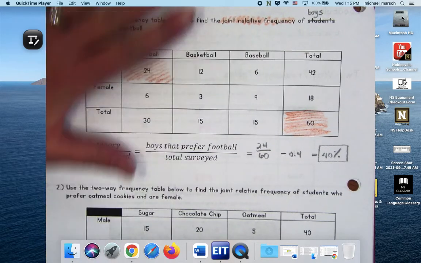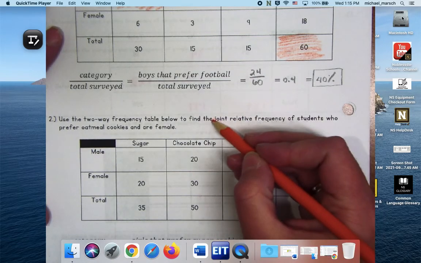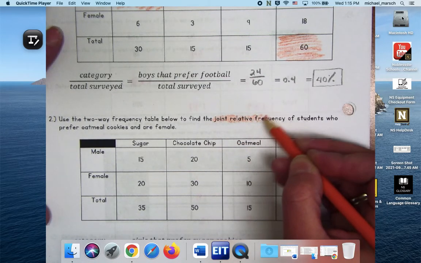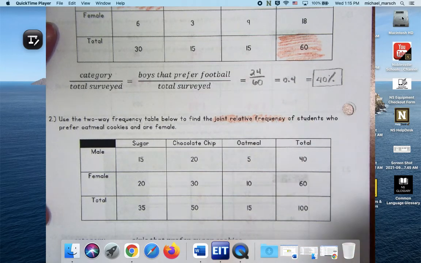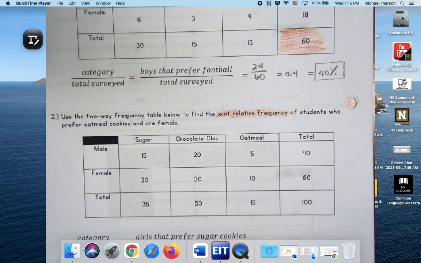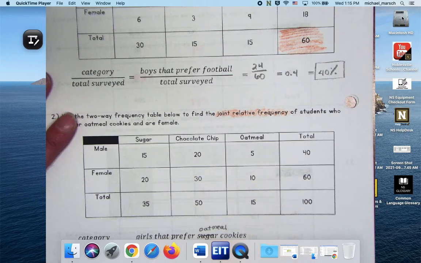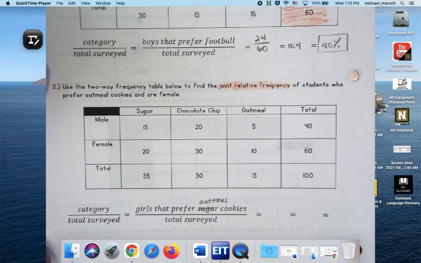Okay, so let's do another joint relative frequency. We're going to find the joint relative frequency of students who prefer sugar cookies, or excuse me, oatmeal cookies, and are female. So students that prefer oatmeal cookies and are female. How many students that are girls prefer, oh, this should say oatmeal cookies, you guys. So many errors, sorry. Oatmeal. 10.